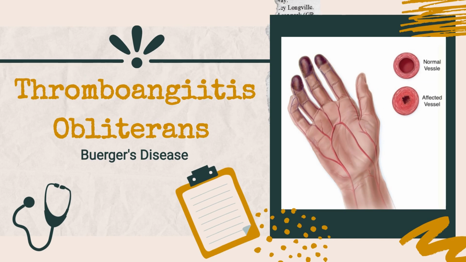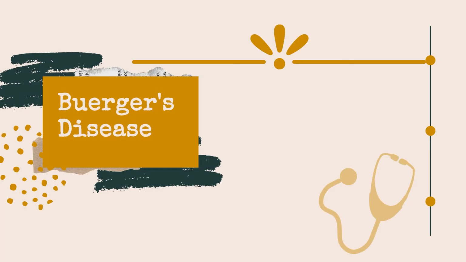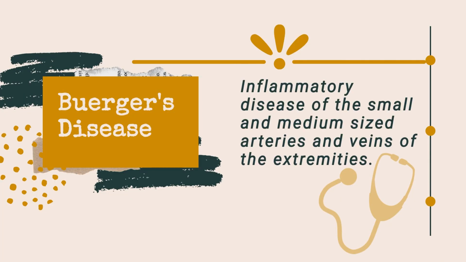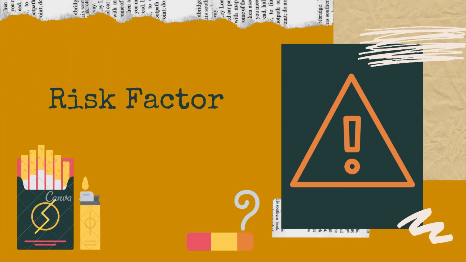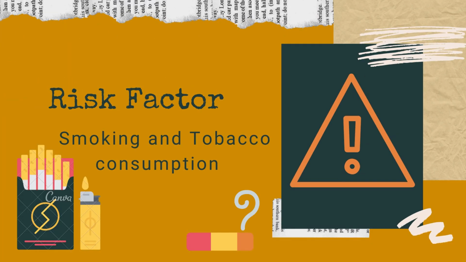The next disease is Thromboangiitis obliterans, also known as Buerger disease. Buerger disease is an inflammatory disease of the small and medium-sized arteries and veins of the extremities. The blood vessels become inflamed, swell, and can be blocked with blood clots. This disease is greatly associated with smoking and tobacco consumption.